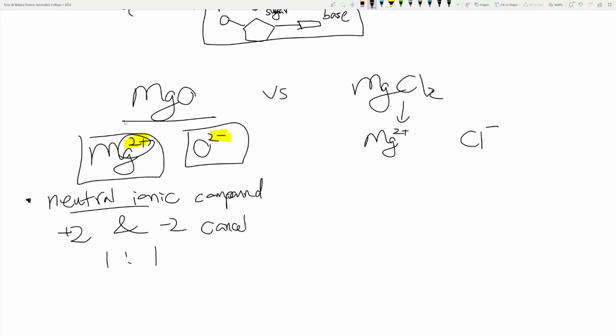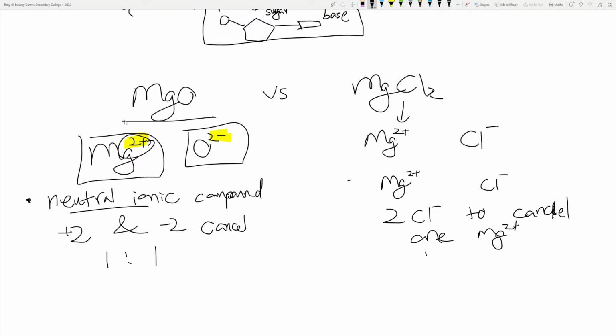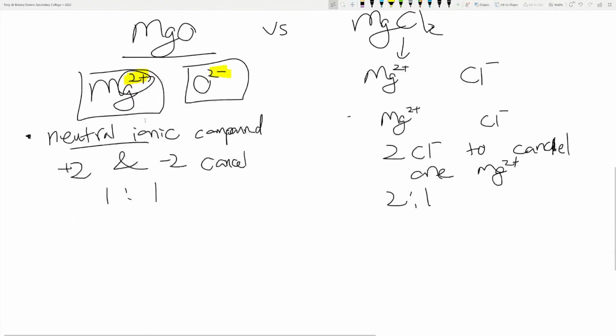And in this one, you can see the Mg is 2+, and then Cl is 1-. I need 2 Cl- to cancel out one Mg2+. One is -2, one's +2, so it's a 2:1 ratio. If you can do this, you got a merit, if you can explain like that.